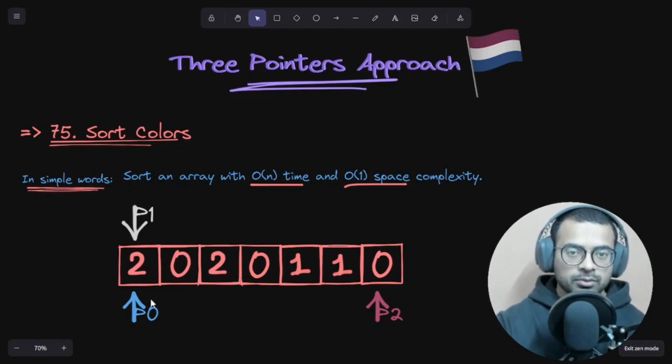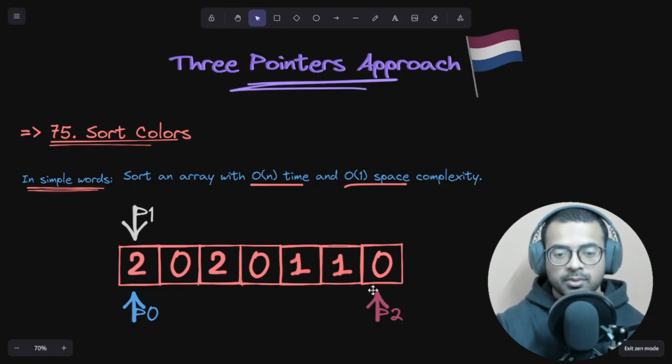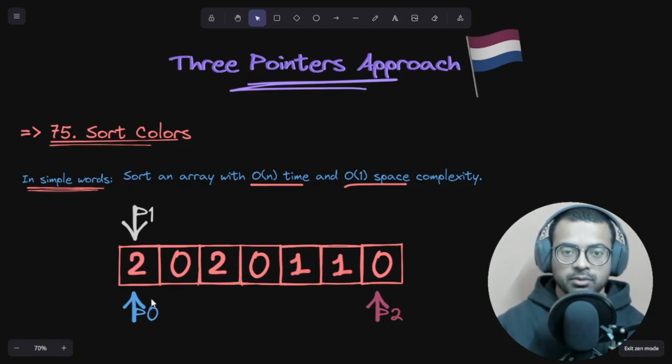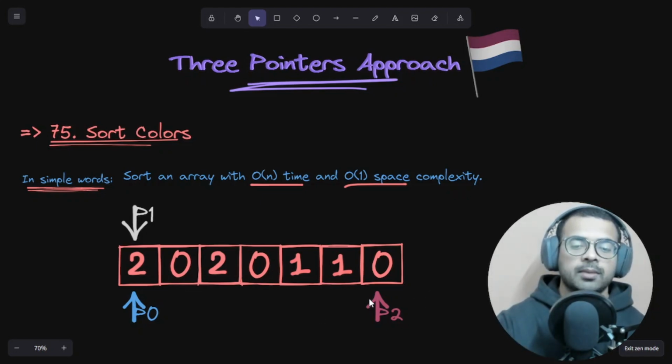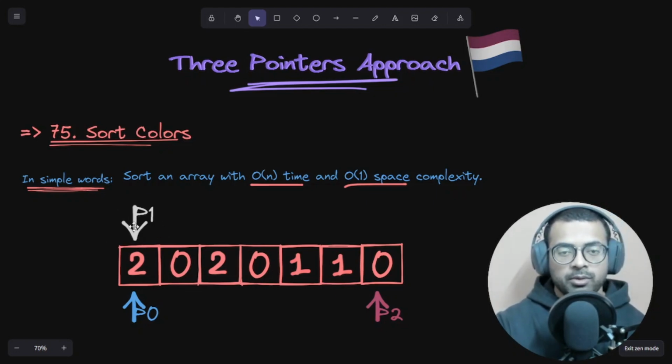What we are going to do is first initialize P0 and P1 at index 0, and initialize P2 at the very last index. So P2 will point towards the very last element of the array. Now we are going to use P0 for 0s, and P2 for 2s. P0 will keep a reference of zeros, and P2 will keep a reference of 2s. But what about P1? P1 is going to be used for the main traversal part.